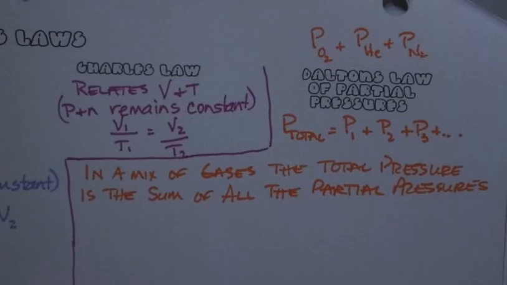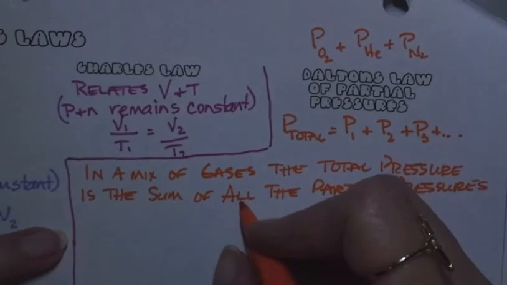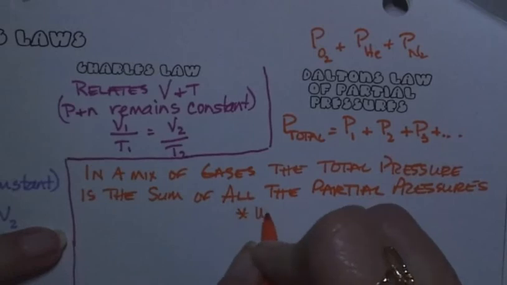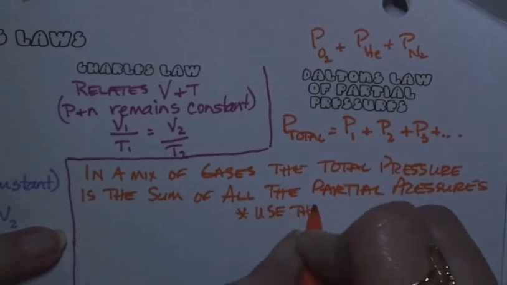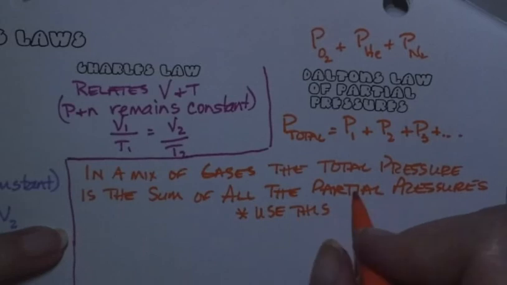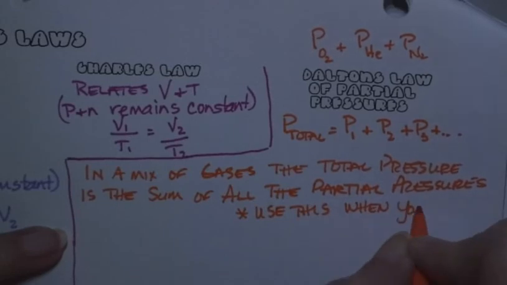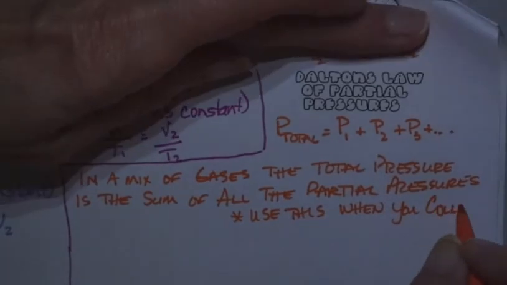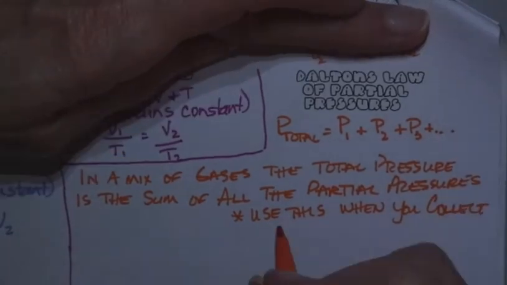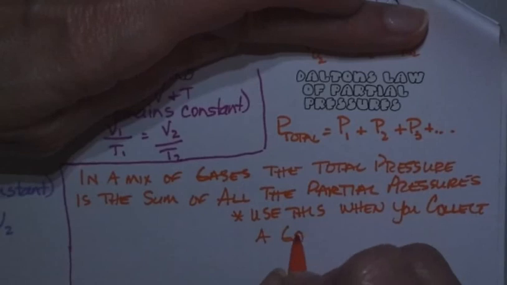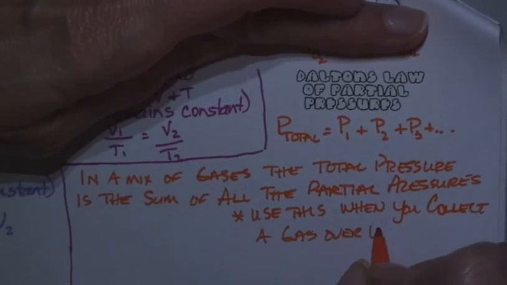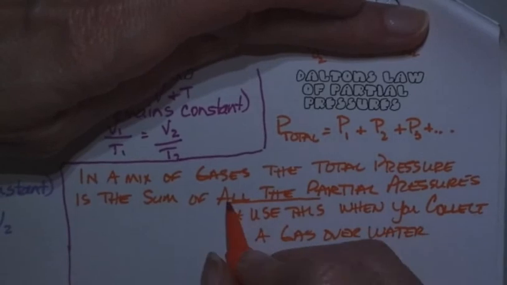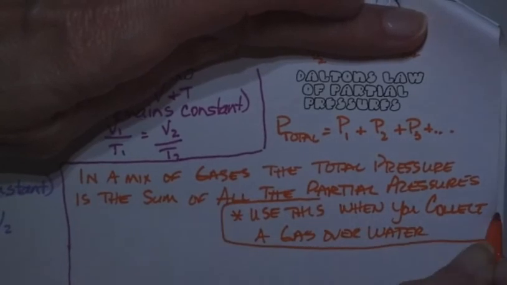Okay, here's a big key, and I'm going to put this in a box. Use this, and we're going to do this lab next week. Use this when you collect a gas over water, which is the basic way to collect a gas, because it keeps it contained. So you're going to use this Dalton's law of partial pressure always, always, always when you collect a gas over water. So let me explain that.